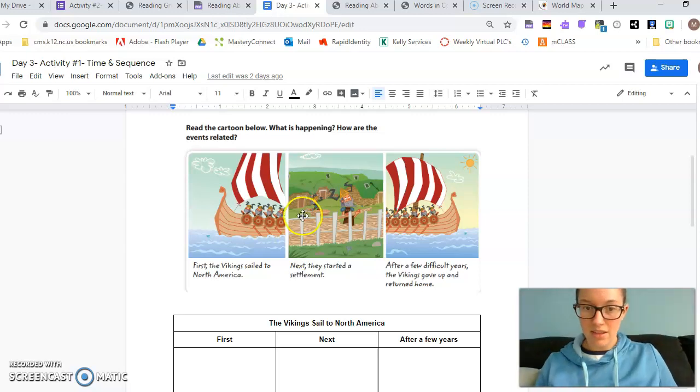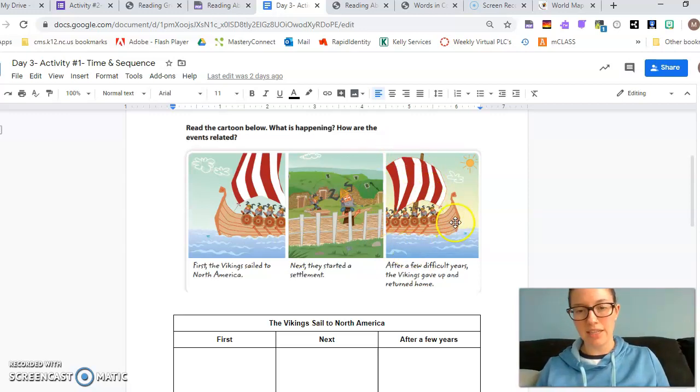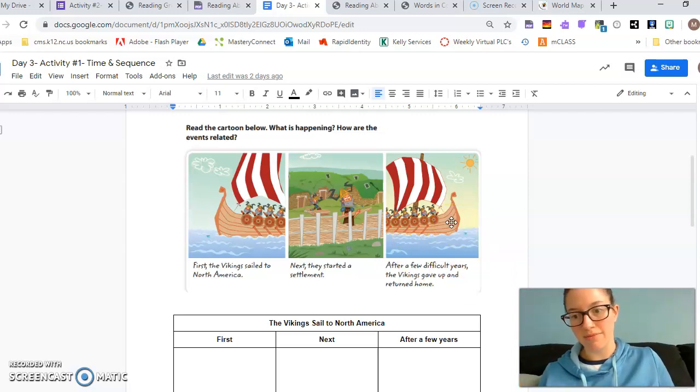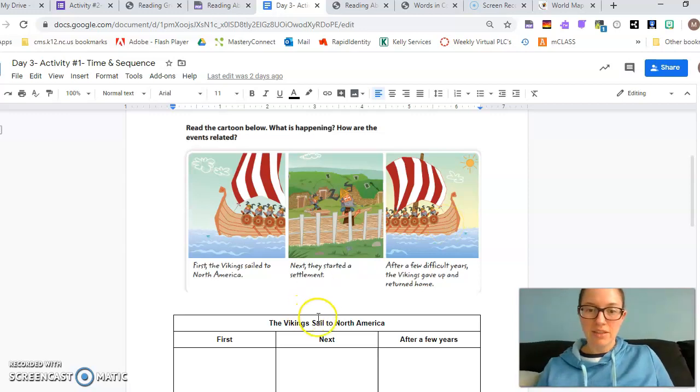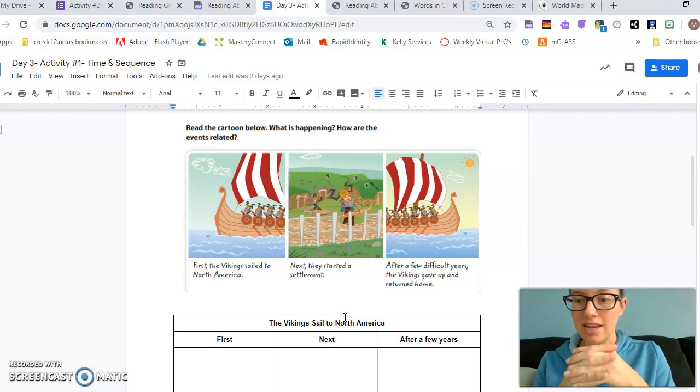A place to live. Now I'm looking at my third picture and I see the Vikings are back on a boat and their boat is going the other way than it was in the first picture. And it says after a few difficult years, the Vikings gave up and returned home. So now I see my keyword, after. After they started the settlement, the last thing is they had some difficult years, right? So they found out it was pretty tough making this settlement and living here in North America. And so then they decided, we're going to go back home. So they traveled back to Norway, Sweden, Denmark, their home. So I'm thinking about how do those events all connect together, right?